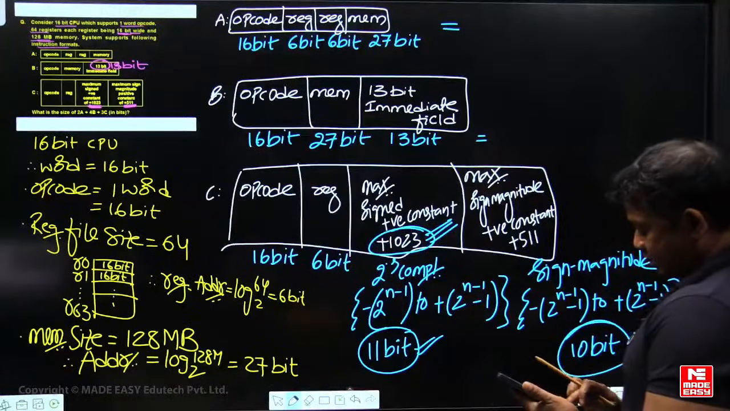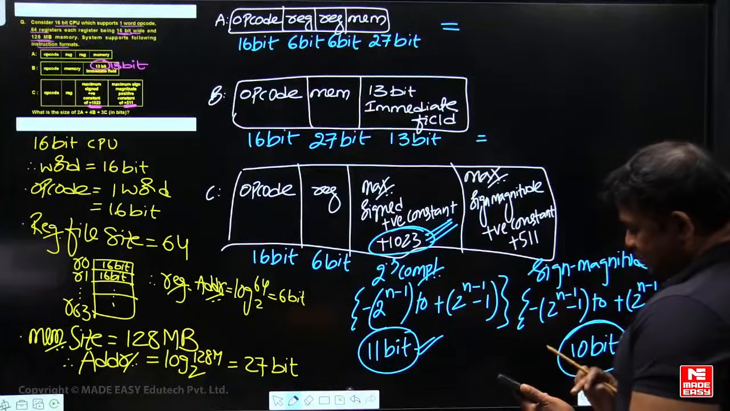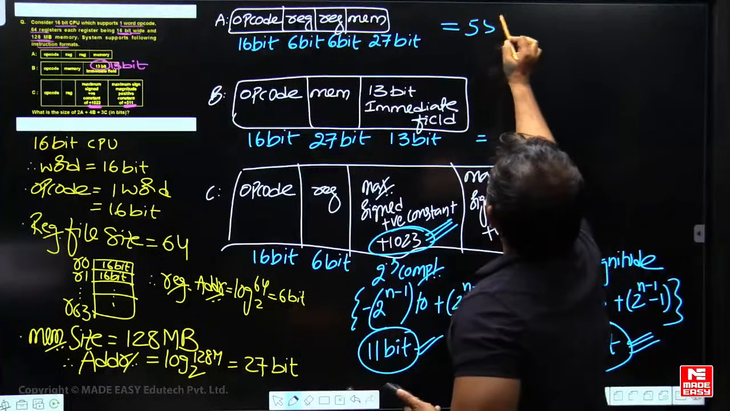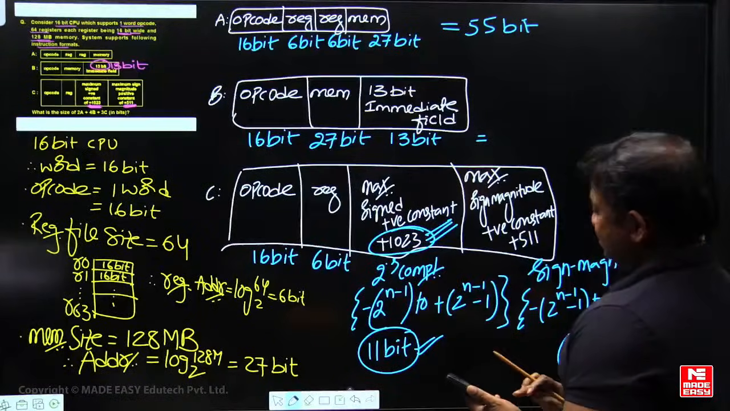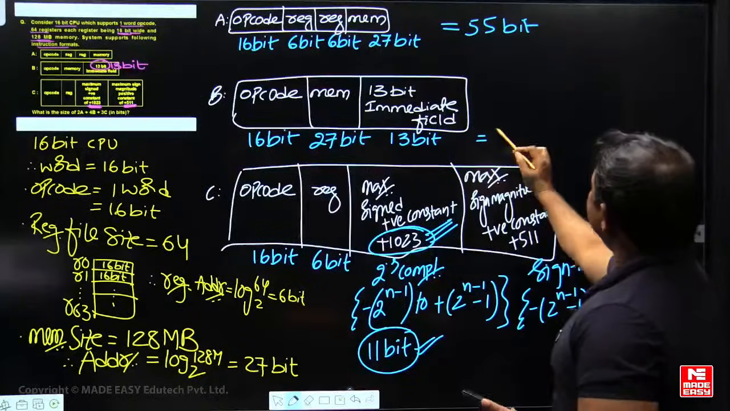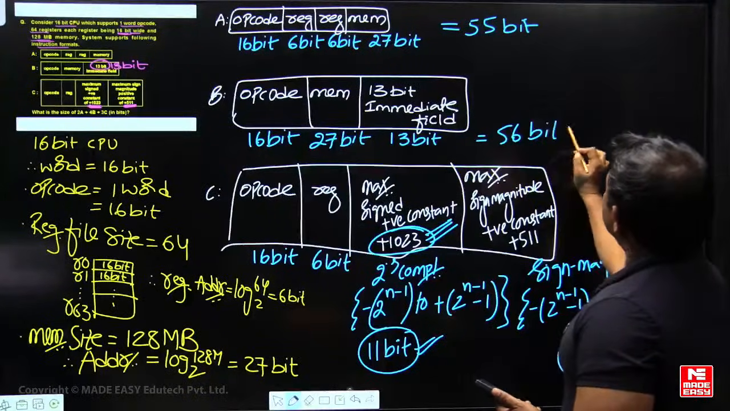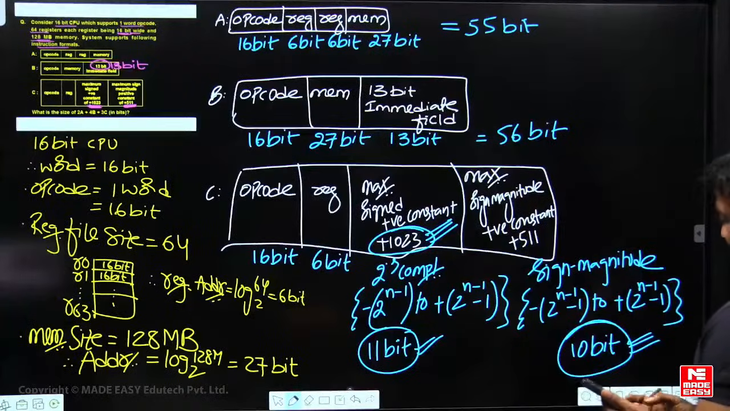So 16 plus 6 plus 6 plus 27, this is 55 bit. Then 16 plus 27 plus 13, this is 50. Then here 16 plus 6 plus 11 plus 10 is equal to 43.